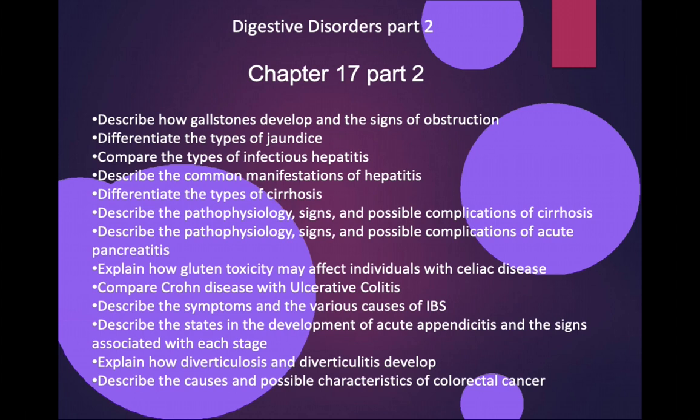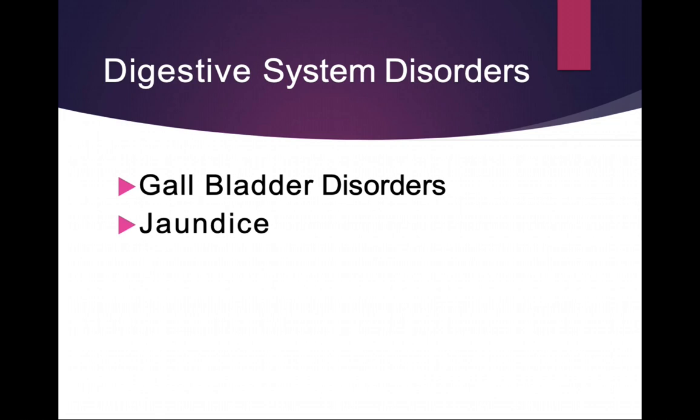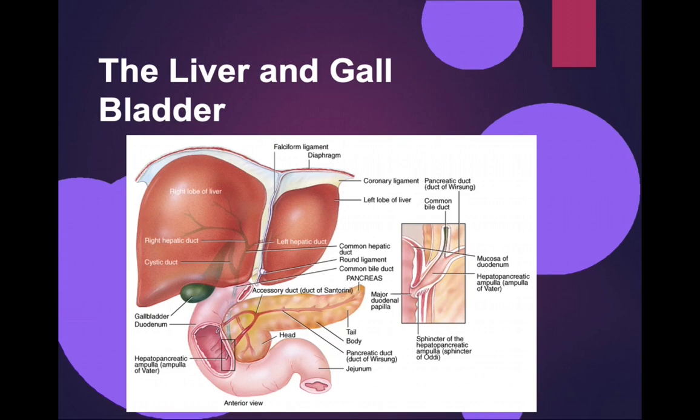We'll talk about pancreatitis, and we'll talk a bit about celiac disease, and we'll compare Crohn's disease to ulcerative colitis. We'll talk about irritable bowel syndrome, appendicitis. We'll compare diverticulosis to diverticulitis, and then we'll finish up with colorectal cancer. So let's start off with gallbladder disorders and jaundice.